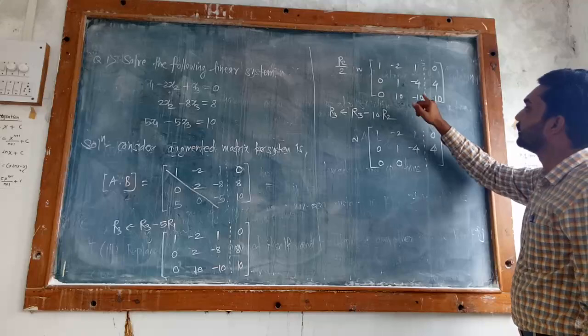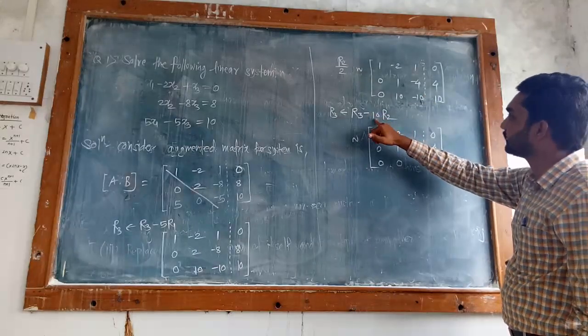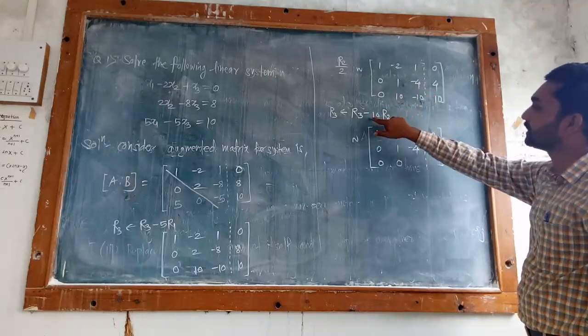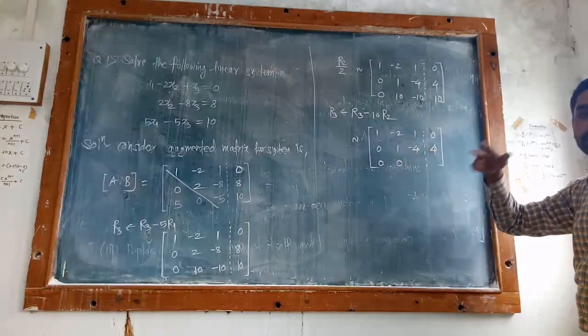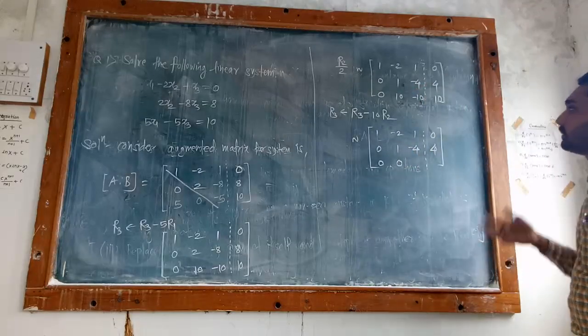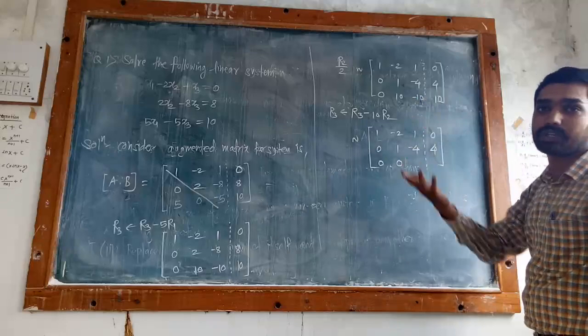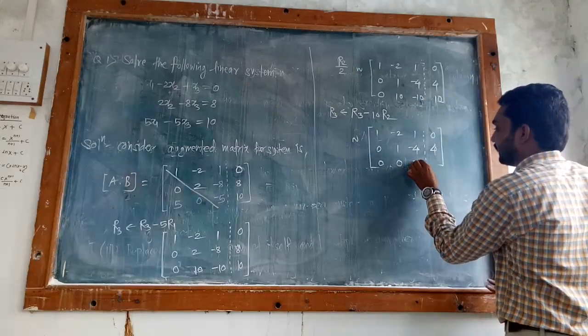Minus 10, right? Again this minus 10 into minus 4. So minus minus plus. Minus 10 into 4 is 40, plus 40. And minus 10 plus 40, that is your plus 30, right?